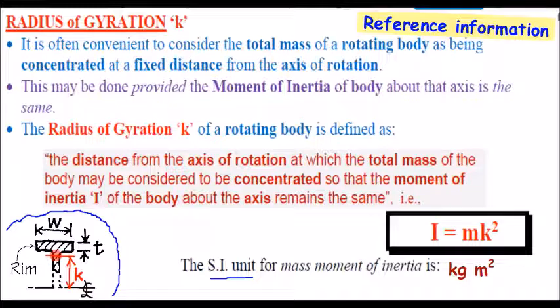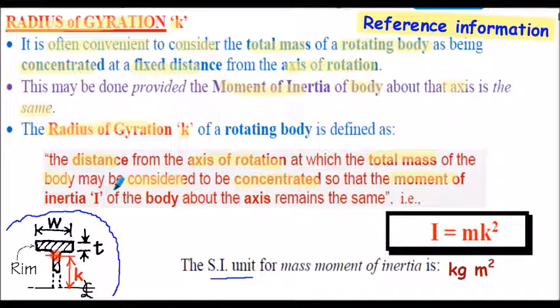Just to define radius of gyration for you, just for completeness, really. The radius of gyration, often given symbol k, it says it's often convenient to consider the total mass of a rotating body, like a flywheel, as being concentrated a fixed distance from an axis of rotation. So this may be done provided the moment of inertia of the body about the axis of rotation is the same, which it will be in our case. So the radius of gyration, symbol K, is defined as the distance from the axis of rotation at which the total mass of the body, in our case the flywheel, will be considered to be concentrated so that the moment of inertia, symbol I, of the body about the axis remains the same.